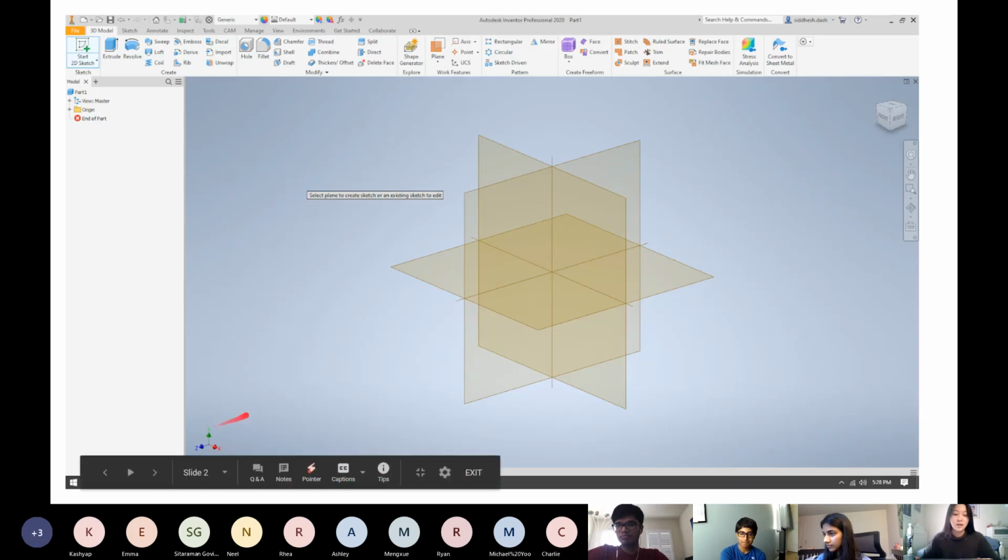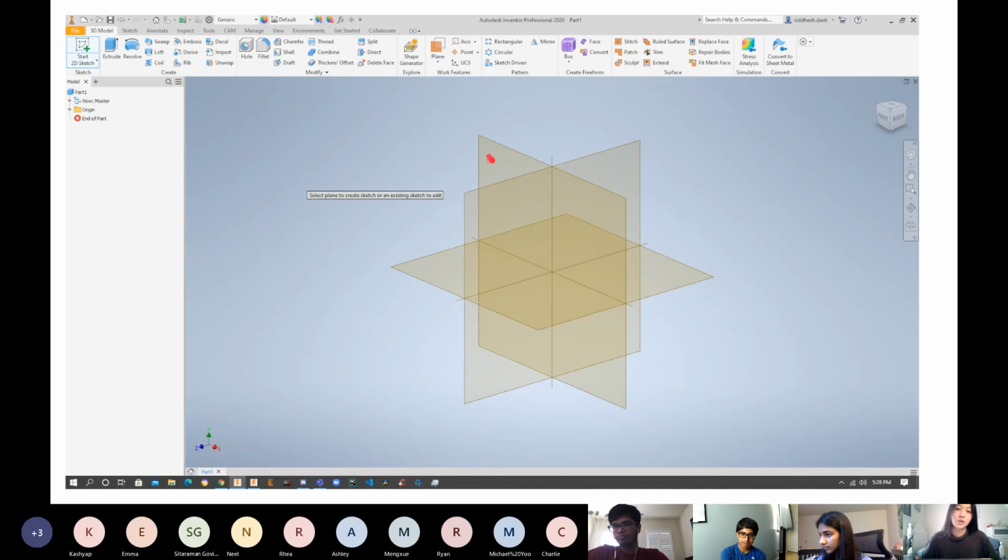All right. So you start here at Start 2D Sketch, and it will show up. It'll show 3 different planes. There's the X, Y, and Z plane. Usually we start on the X and Y plane, but you can also start on the Z plane as well.